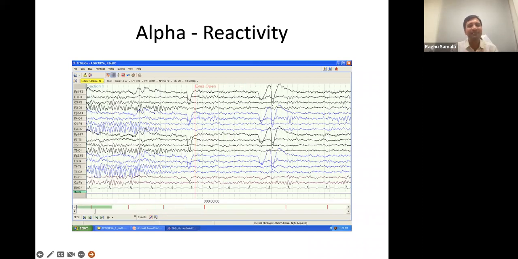So now you saw that there are waveforms coming, and here also you can see with eyes open and eyes closed there is a difference. So it is a reactive waveform. Whenever we see waveforms, the first thing is to identify the waveforms. Anything which is like a sine wave is a waveform. If the number of waves is more than 9 to 11, you will call it alpha. If they are between 4 to 8, or 4 to 9, you will call it theta. If they are less than 3 or 4, you will call it delta.